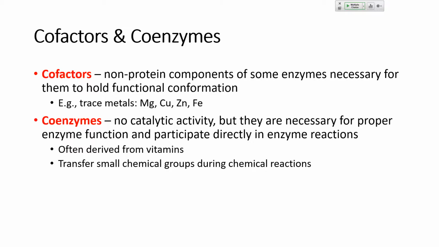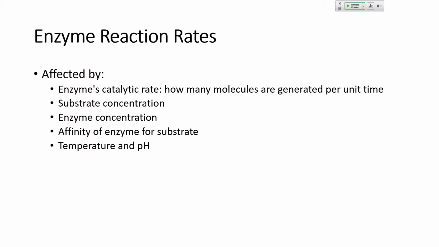Okay, and then let's talk about some of the enzyme reaction rates. So an enzyme's rate can be affected by a couple different factors here. The enzyme's catalytic rate depends upon how many molecules of product or substrate, remember this can happen in both directions, are generated in time. So this is a rate. So how fast is this enzyme working? And that depends on the substrate concentration and the enzyme concentration.